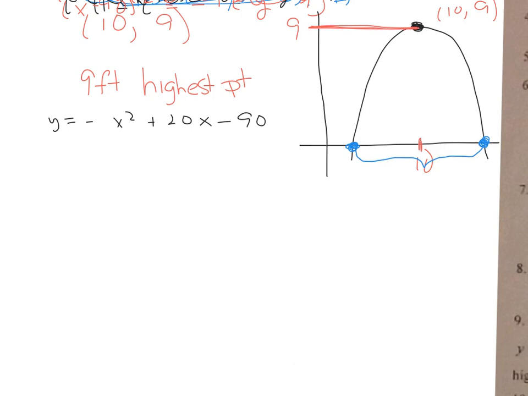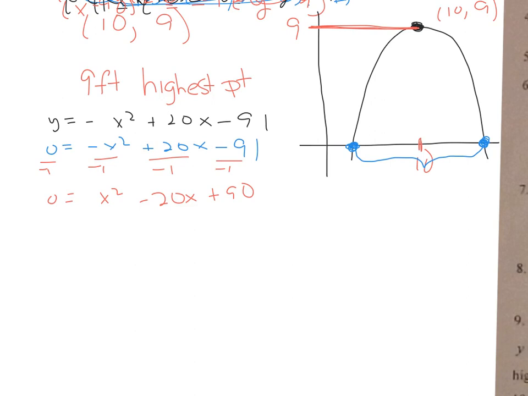Okay, so I have y equals negative x squared plus 20x minus 91. So now I'm looking for my roots. That means my y value has to equal 0. So I have 0 is equal to negative x squared plus 20x minus 91. All right, so I notice that I have a negative as my leading coefficient. I want to get rid of that, so I'm going to divide everything by negative 1. So I get 0 equals x squared minus 20x, and then I have plus 91. All right, so now I'm going to see if I can factor this. So I'm going to multiply the first times the last, and I get positive 91x squared.